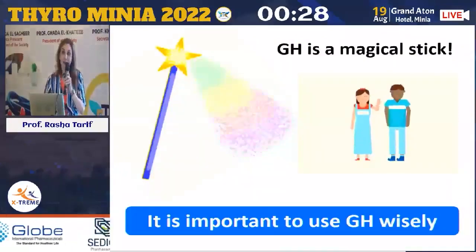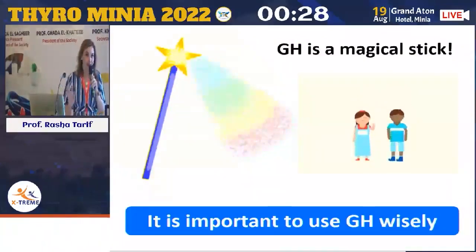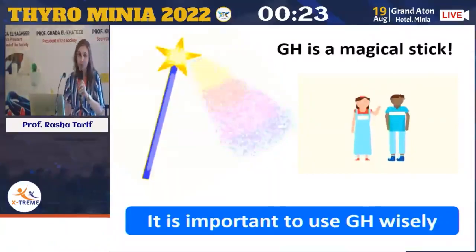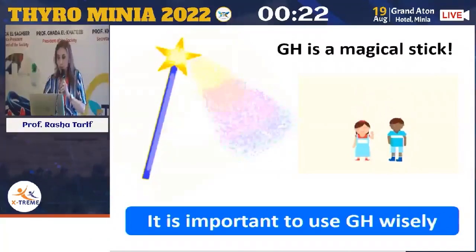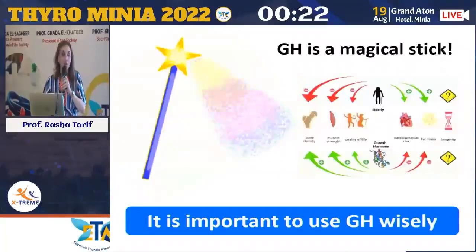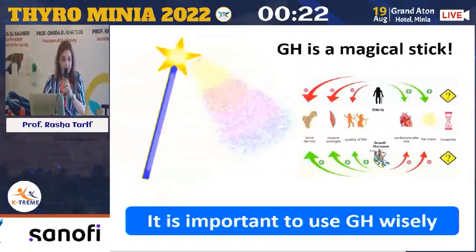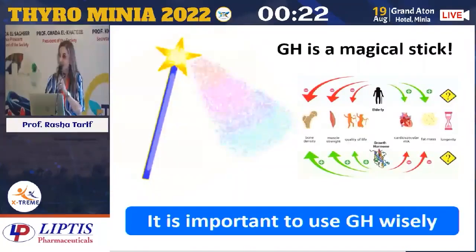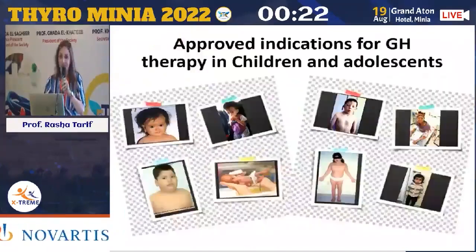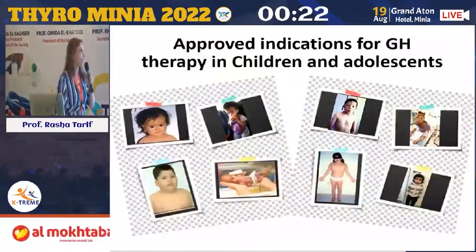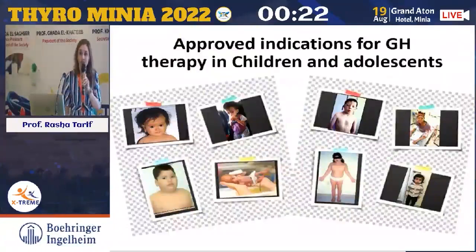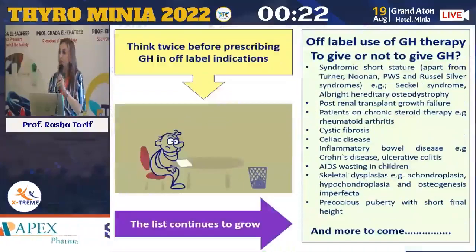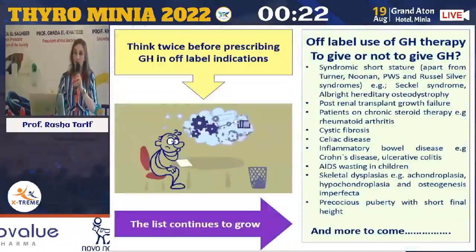I'm a very big fan of growth hormone. I agree it's a magic wand, which treats a lot of cases of short stature, but not every case of short stature. It increases the height, I agree. It improves the metabolic profile, yes, I agree, but it's very important to use growth hormone wisely. We should calculate our steps very well. I'm stressing again, these are the approved indications for growth hormone therapy in children and adolescents that we must go for and prescribe growth hormone as early as possible.